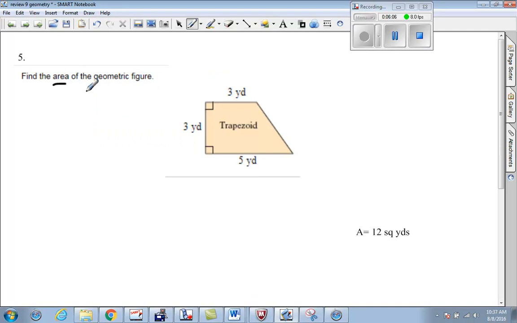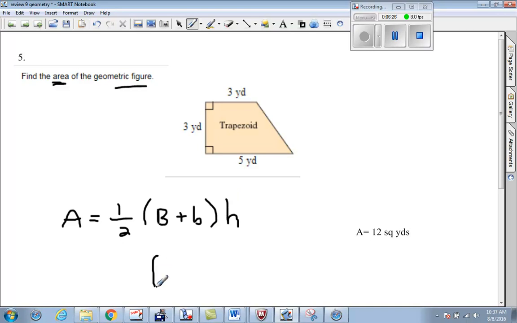Find the area, keyword area, of this figure. Well, that's a trapezoid, right? So again, retrieval of formulas. So that's going to be 1/2 big B plus little b, base 1 plus base 2, times the height.